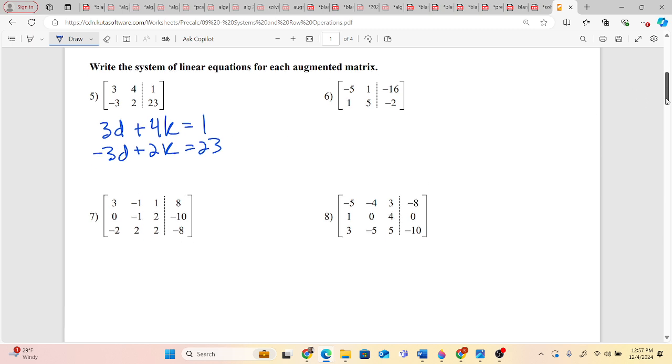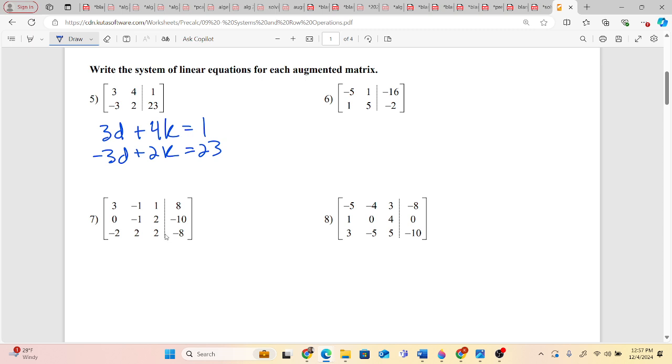And then that works the same if I got 3 rows, I just need to have 3 letters, right? Just to keep things simple, I'm gonna make it X, Y, and Z. So 3X minus Y plus Z equals 8. There's 0 there, so that means there's no X. But there is a Y, so negative Y plus 2Z equals negative 10. And then negative 2X plus 2Y plus 2Z equals negative 8. That's my system right there.